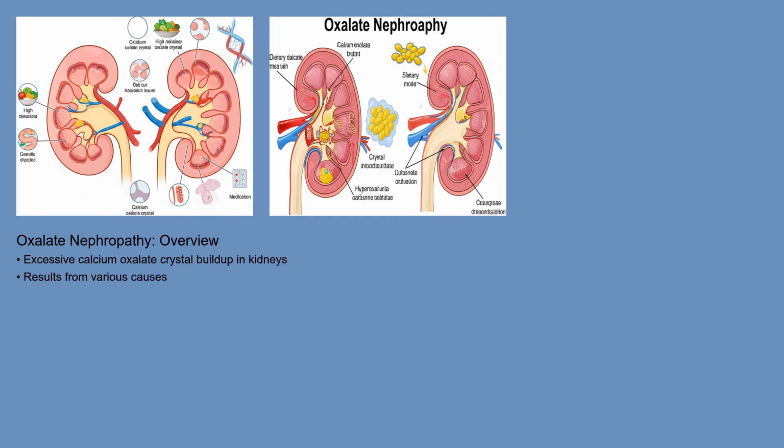This excess can stem from various causes. Dietary factors play a significant role. Consuming foods high in oxalates like spinach, rhubarb, nuts, and chocolate in large quantities can increase oxalate levels in urine.